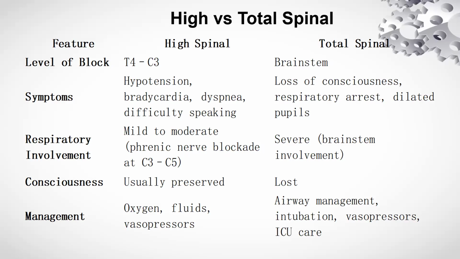There may be mild to moderate cranial nerve blockage for high spinal, but there's severe respiratory involvement because of the brainstem involvement in total spinal. In high spinal, most of the time, the patient may remain conscious, while in total spinal, the patient's consciousness may be lost. So management also is tailored to the symptoms. Oxygen, fluid, and vasopressor may be all that will be required for a patient with high spinal, while for a patient with total spinal, you may need to take over the airway and send the patient to ICU for full ICU care.